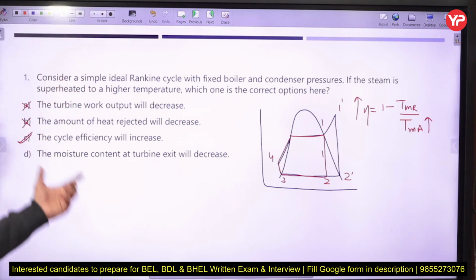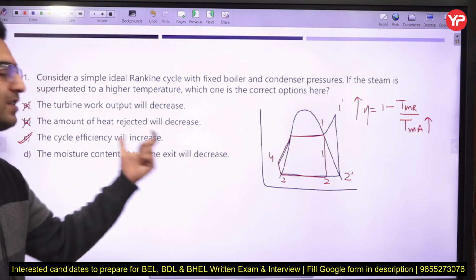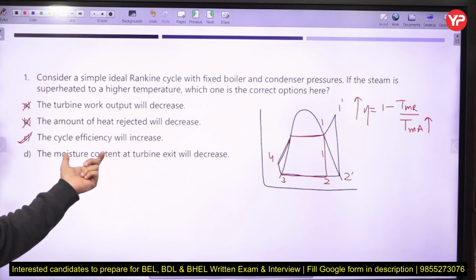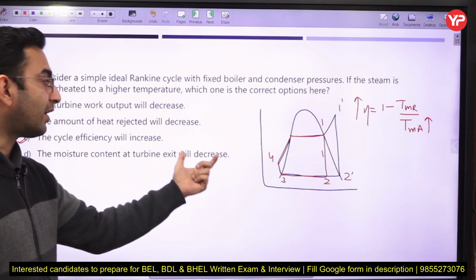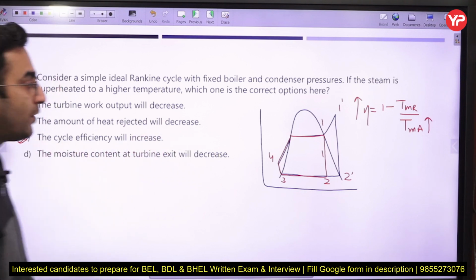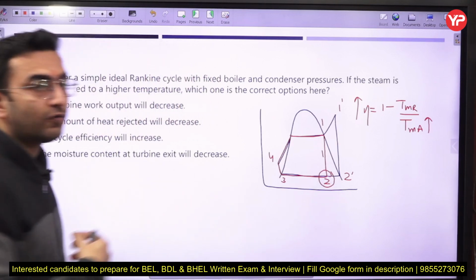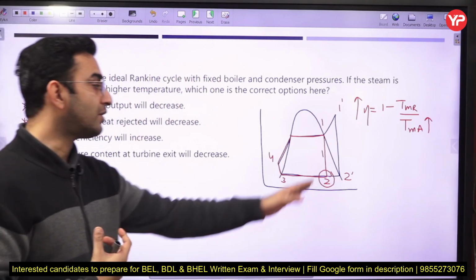The next option is that the moisture content at the turbine exit will decrease. That is also correct. Why? Because in the simple cycle, at point 2 we have a higher amount of moisture content, as the dryness fraction value is very low.